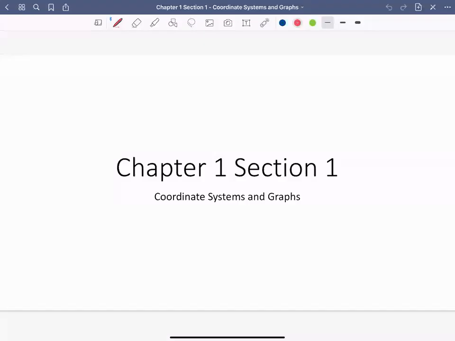All right, so this lecture is going to be Chapter 1, Section 1, and it's going to be coordinate systems and graphs. Okay, so it's going to seem kind of basic, maybe. This is where the beginning of the book starts, so usually it's a little bit more basic.